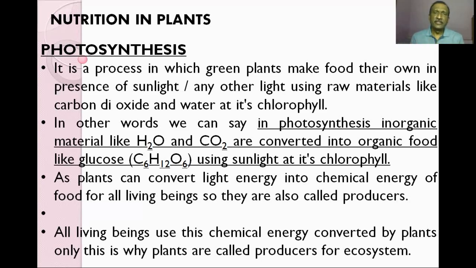Of course, there are animals who are not eating plants like lion, tiger, panther, etc., but they are also getting these molecules ultimately from the plant. So all the living beings use chemical energy converted by the plant only. This is why they are called producers.